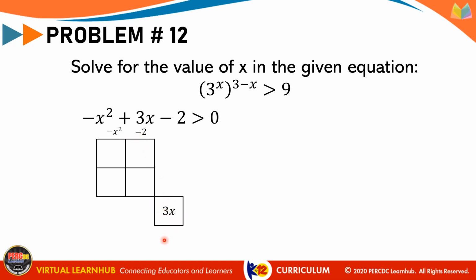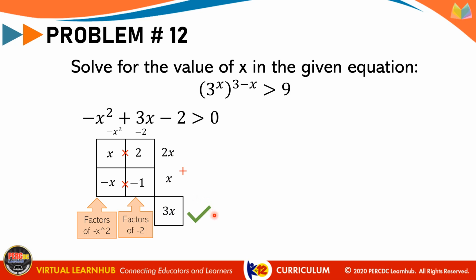So in these two boxes, we will put the factors of negative x squared, and that is x and negative x. In these two boxes, I will put the factors of negative 2, and that is 2 and negative 1. How do I select this? We first multiply these, and that will give us 2x and positive x. And then if we add these two and that produces the middle term, then the factoring is correct.